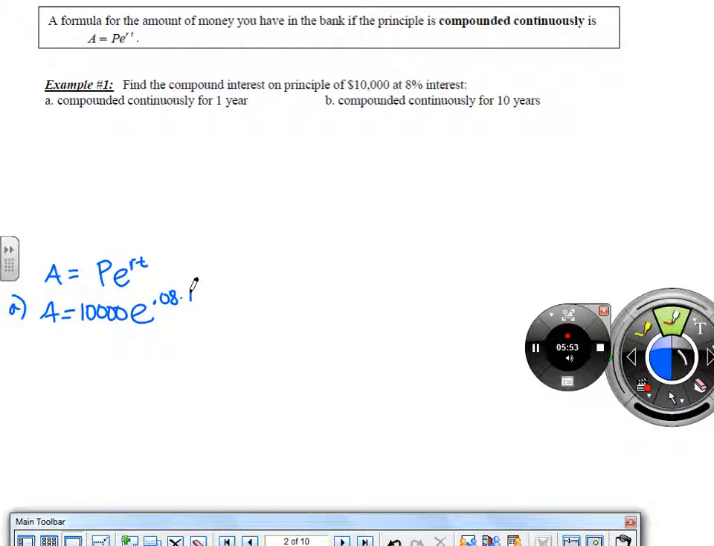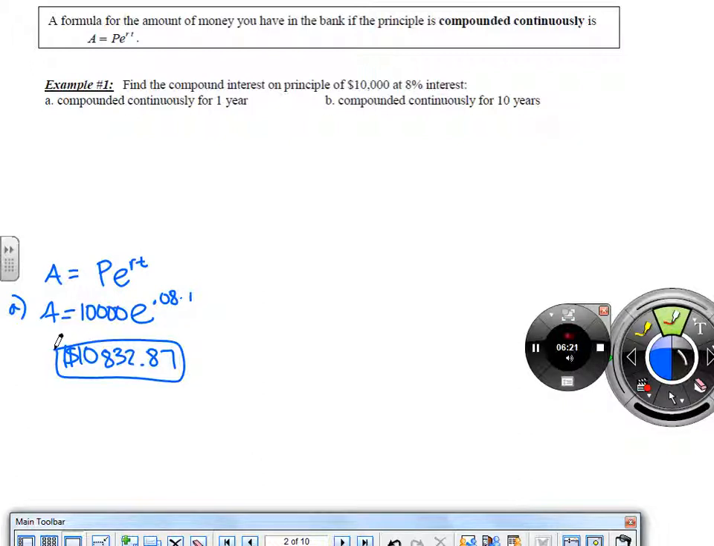So I'm going to do 10,000 times e. And then in the power, I'm going to make sure that I include 0.08 times 1 all in the power. And I get 10,832.87. The reason I'm going to round it to the hundredths is because we're talking about money. So $10,832.87.